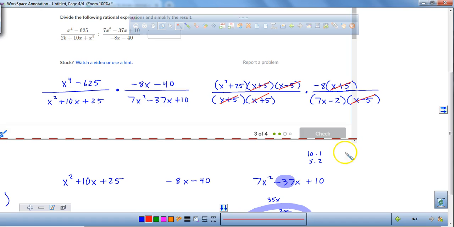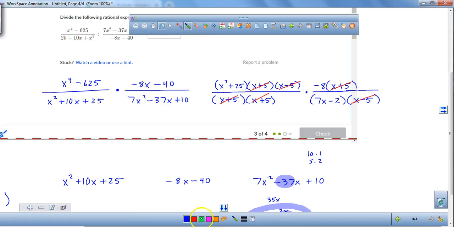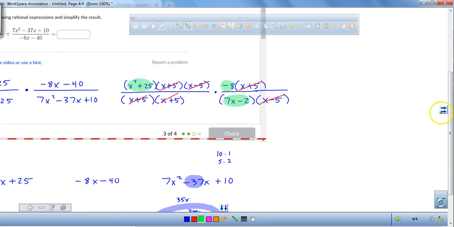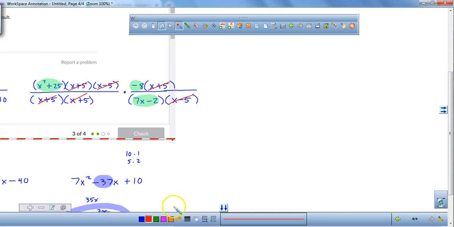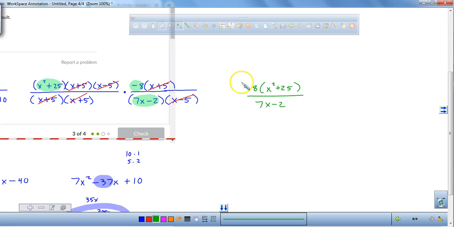All right, let's see here. Let's see what we have left. What do we have? Ooh, let's highlight what we have left. We've got a negative 8. We've got an x squared plus 25. We've got Chewbacca chewing, like roaring in the background. And we've got 7x minus 2. All right, here we go. Negative 8 parentheses x squared plus 25 over 7x minus 2.